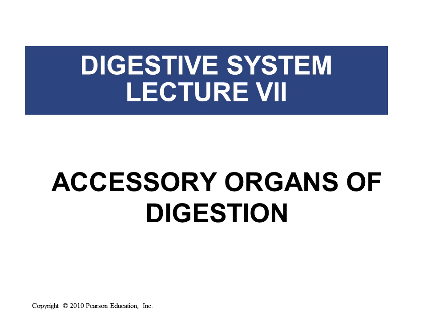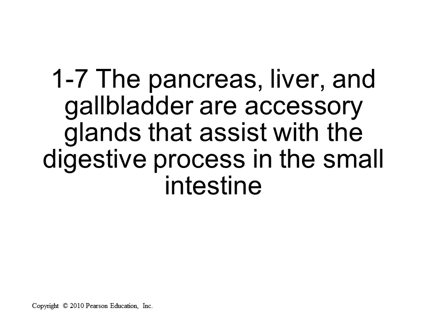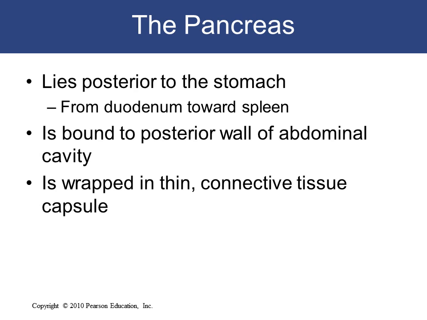Lecture 7 is on accessory organs of digestion. These accessory organs of digestion are the pancreas, liver, and gallbladder that assist with the digestive process in the small intestine. So the first one we'll be discussing is the pancreas.